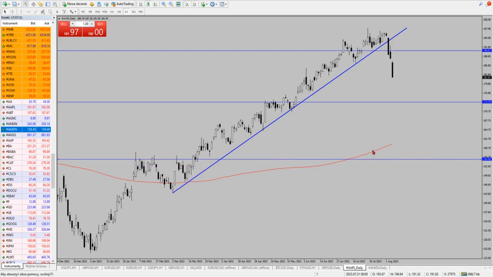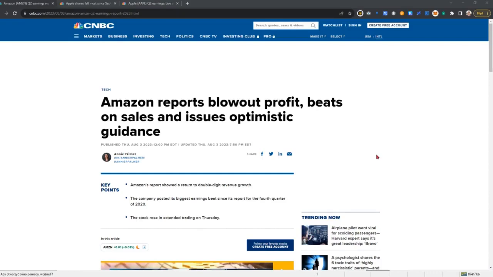Let's move over to Amazon. So there you go. Compared to Apple, Amazon reports blowout profit, beats on sales, and what was very important when it comes to the latest price action, Amazon issues optimistic guidance, right? So that's very, very important from that perspective, and it looks like the company showed a return to double-digit revenue growth. So that's very important, but I would be very, very cautious with this very optimistic guidance, and we are going to discuss it right now. So let's have a look at what we have from the Amazon chart perspective.